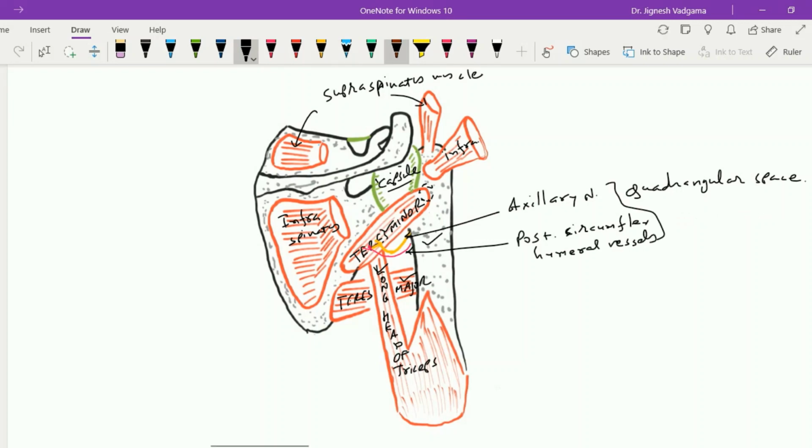One more space is going to form somewhere here, and this space is the upper triangular space which is formed by the teres minor muscle above, teres major muscle below, and the long head of the triceps muscle on the lateral side, and this space contains the circumflex scapular vessels. This circumflex scapular artery is a branch of the subscapular artery, which is actually the branch of the axillary artery.